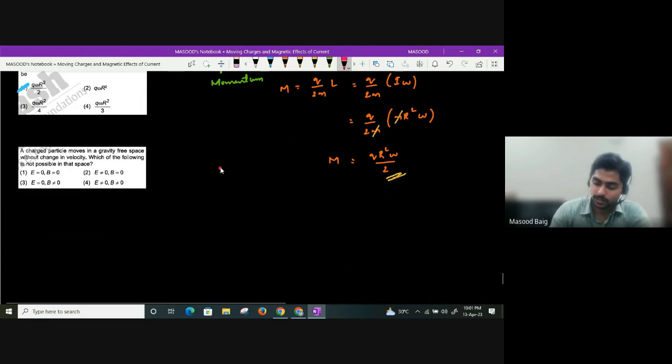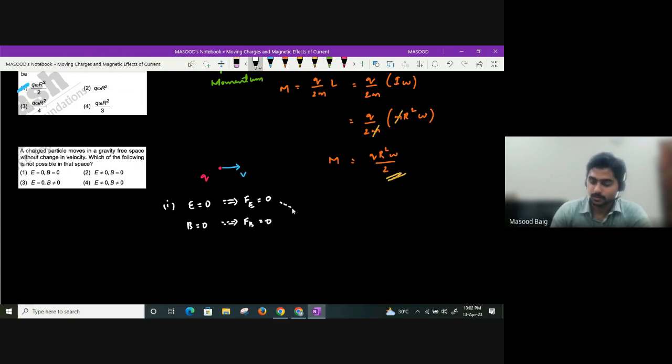So let us take a charged particle. I don't want any change in velocity. Let us say it is moving in this manner. First case: electric field is 0, which implies no electric force. Magnetic field is also 0, which implies magnetic force is 0. So what can we tell about the net force? Net force will be the vector sum of electric force and magnetic force.